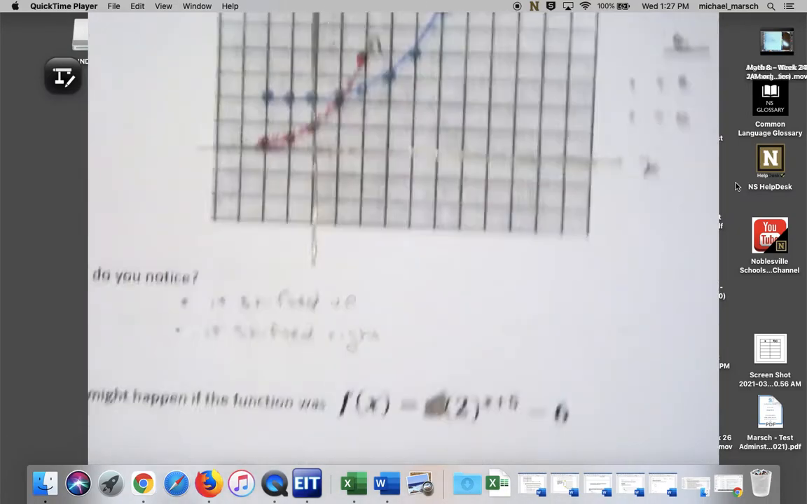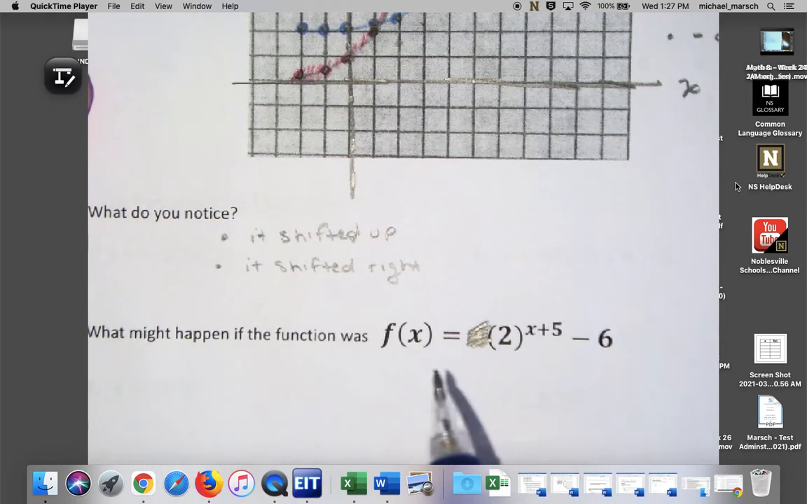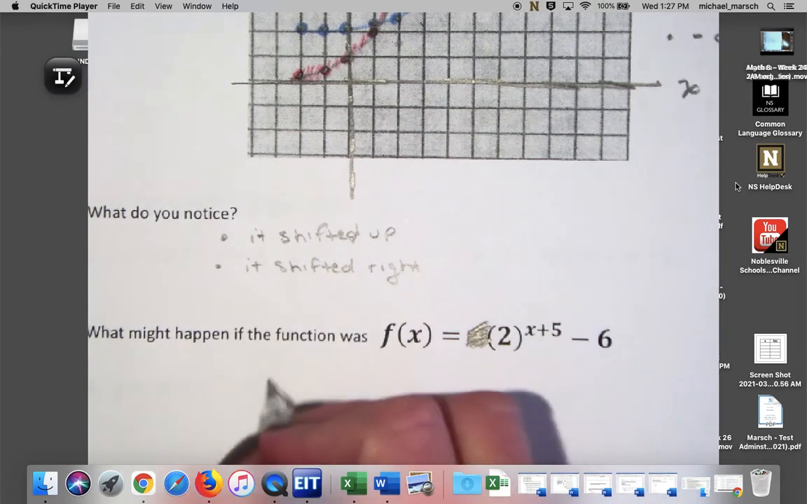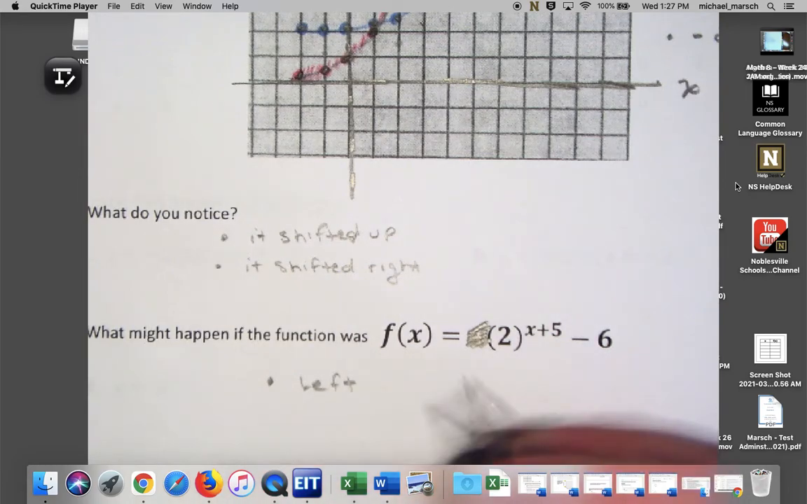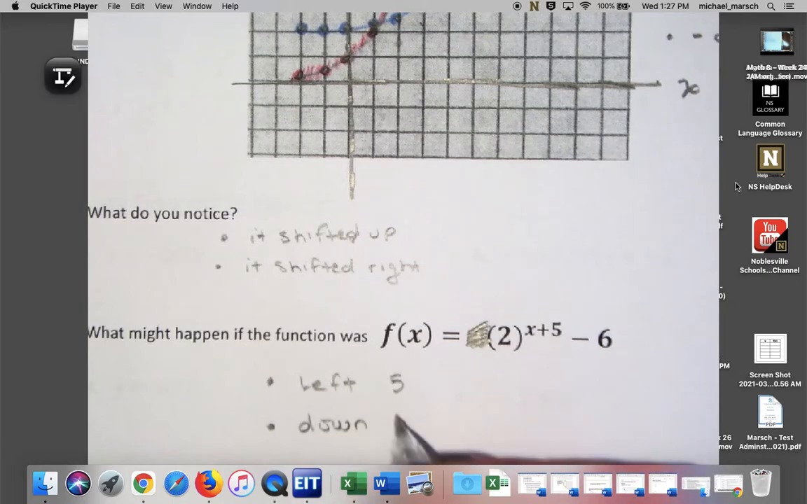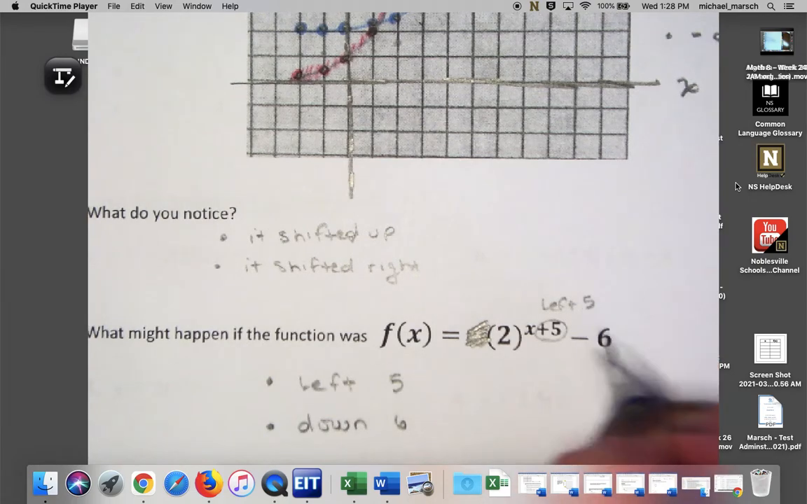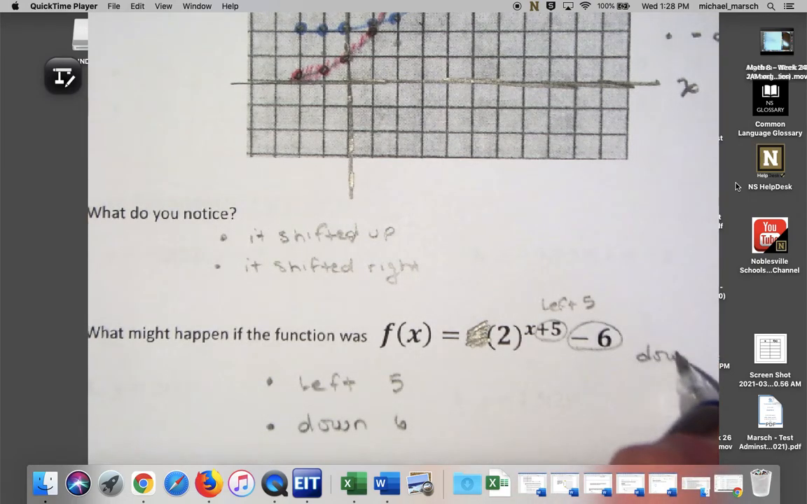But now let's look here. What would happen if we graphed this function? Somebody tell me, what's it going to look like? To the left and up. No, down. Left, down, yep. Left 5, down 6, right? Because this is telling me left 5, and this is telling me down 6.